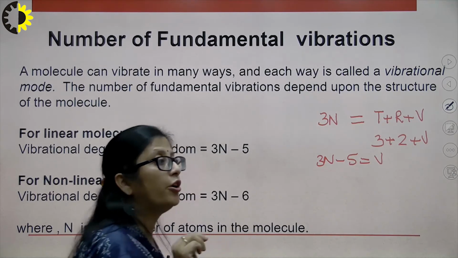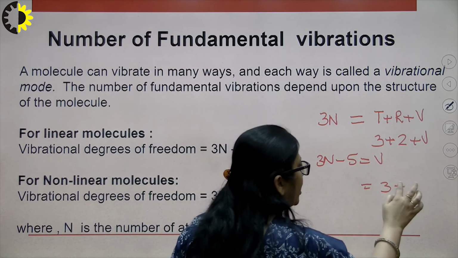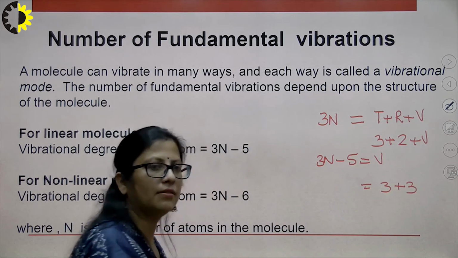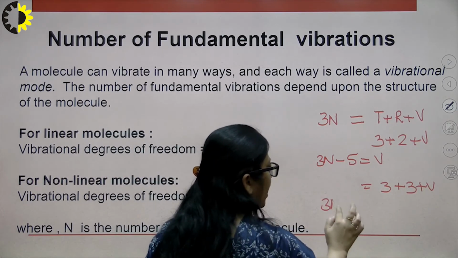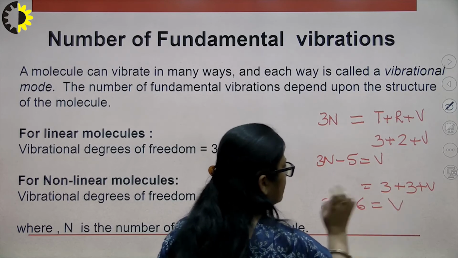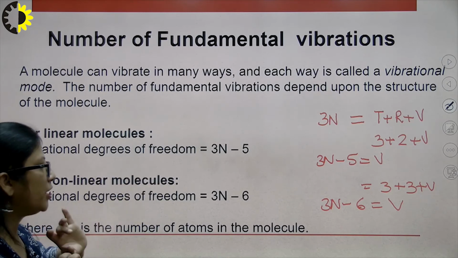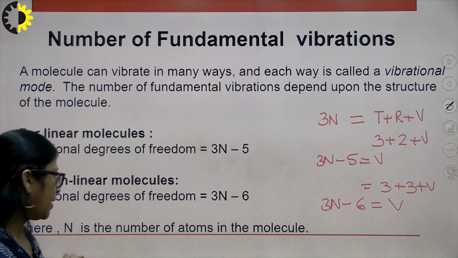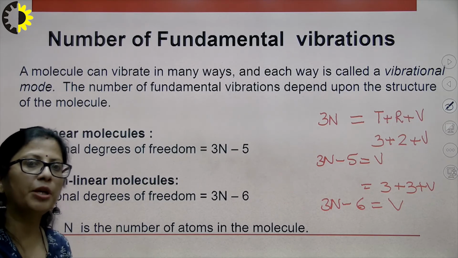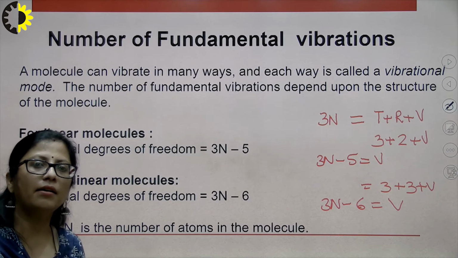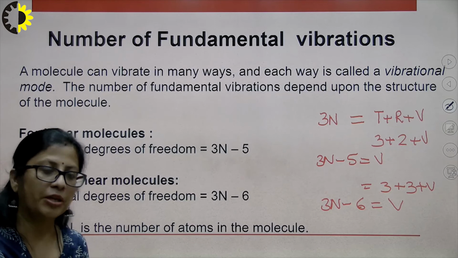Similarly, for non-linear molecules, translational is 3 and rotational can take place in 3 directions. Therefore, vibrational becomes 3n minus 6. So, for non-linear molecules, the total vibrational degree of freedom is 3n minus 6, where n is the number of atoms. So, we can calculate how many vibrations are going to be IR active, or how many vibrational peaks we are going to get in the IR spectra. How?